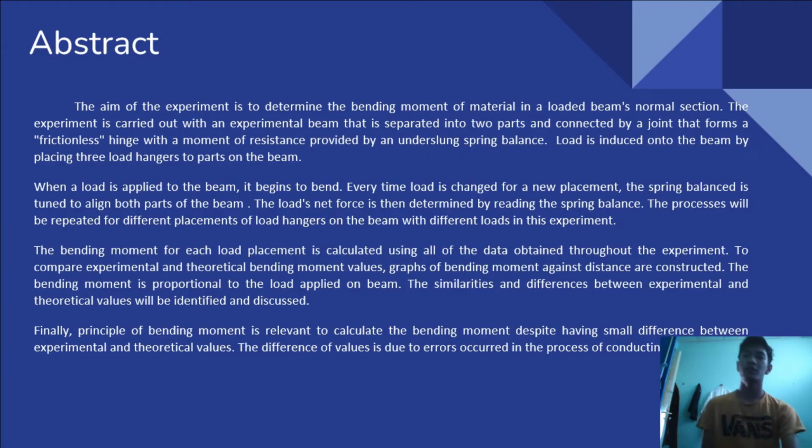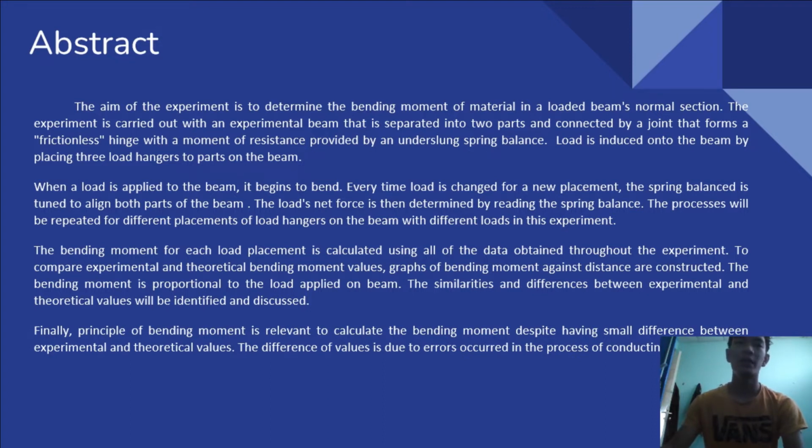Okay, for the abstract. The aim of the experiment is to determine the bending moment of material in a loaded beam normal section. The experiment is carried out with an experimental beam that is separated into two parts and connected by a joint, a frictionless hinge, with a moment of resistance provided by an underspring balance. Load is induced onto the beam by placing three load hangers on part of the beam.